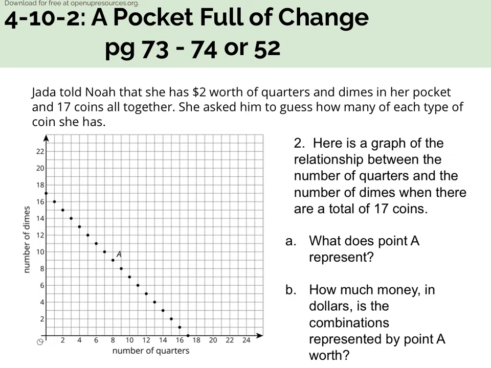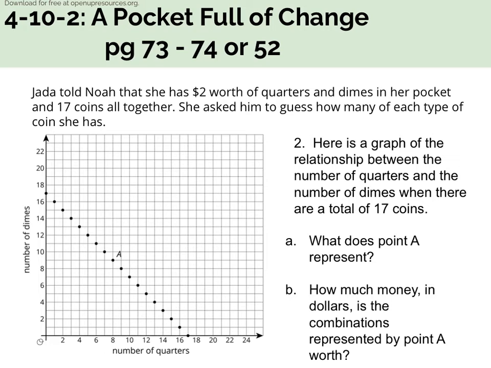All right, let's look at number 2. You have this picture on page 73 through 74 or 52. And it says, here's a graph of the relationship between the number of quarters and the number of dimes when there are a total of 17 coins. What does point A represent, and how much money in dollars is the combination represented by that point? So go ahead and pause for a second and answer that question, and then come back to me, okay?